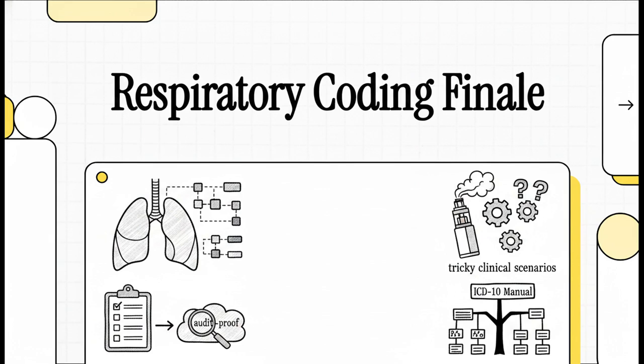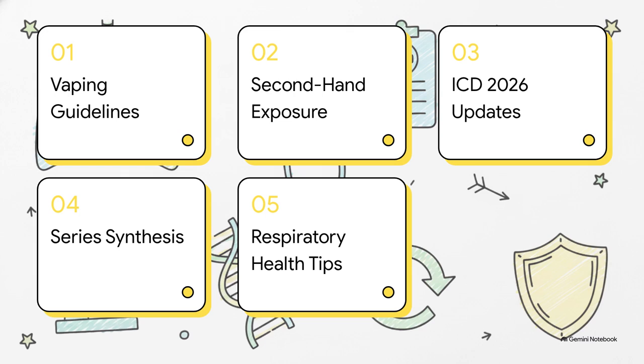Over the past 9 sessions, we've systematically dismantled some of the absolute most complex guidelines in the ICD-10 manual. In this final explainer, we're going to audit-proof your vaping-related coding, untangle a really tricky clinical scenario, and synthesize our entire journey into a high-yield master checklist. Today, we're locking down vaping guidelines, looking at a secondhand exposure case, previewing ICD 2026 updates, synthesizing our core rules, and wrapping up with some essential respiratory health tips. Let's get right into it.